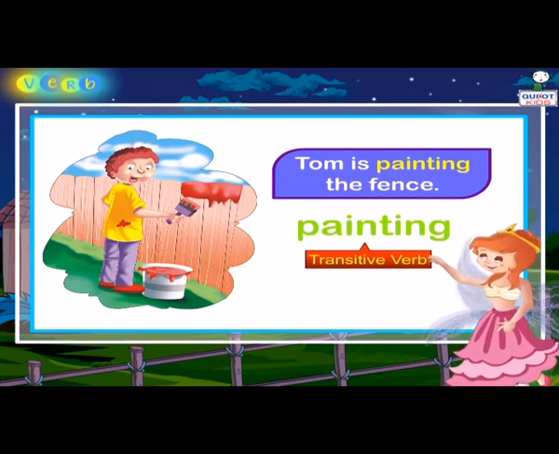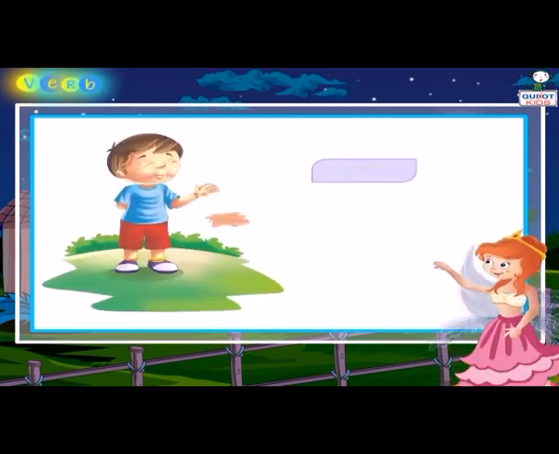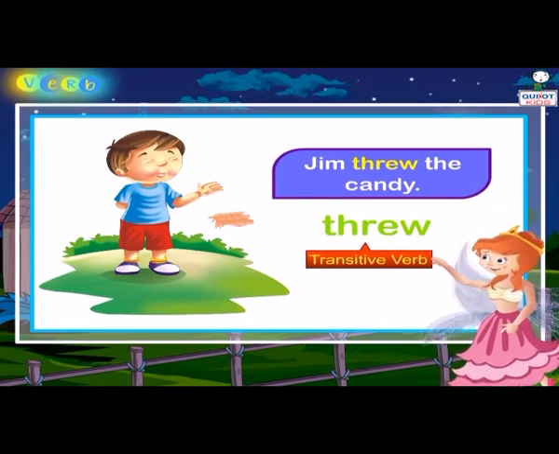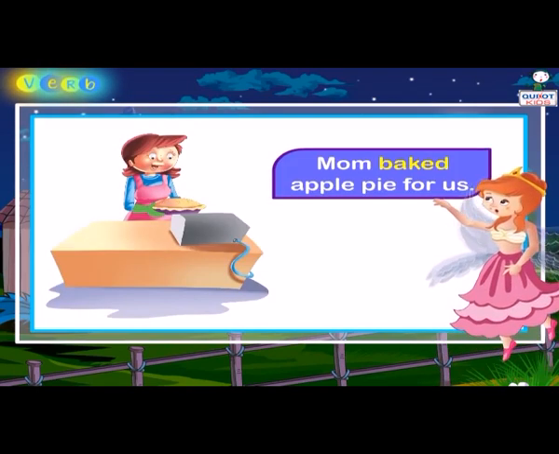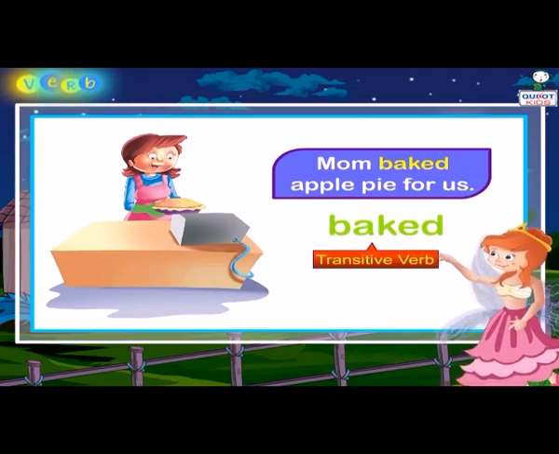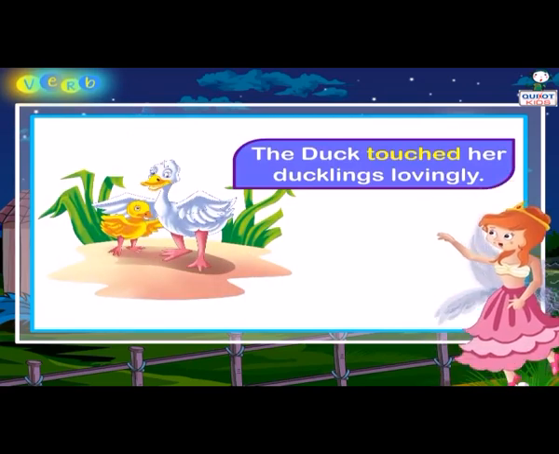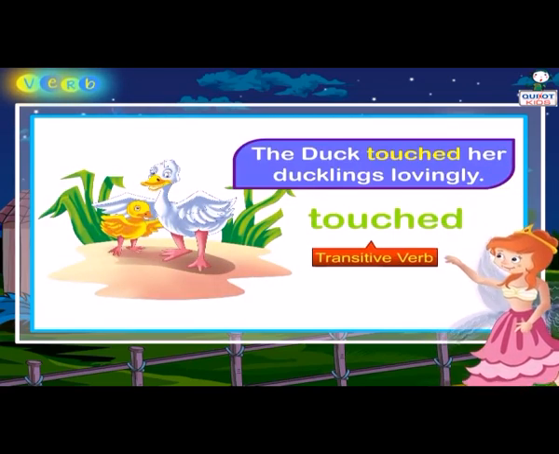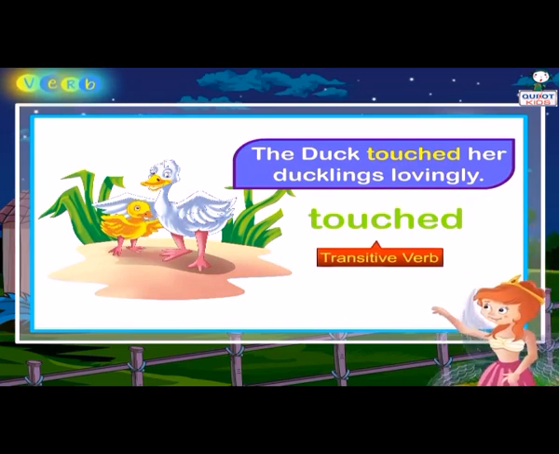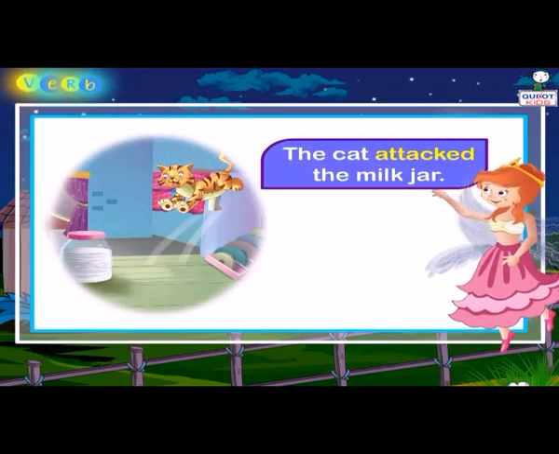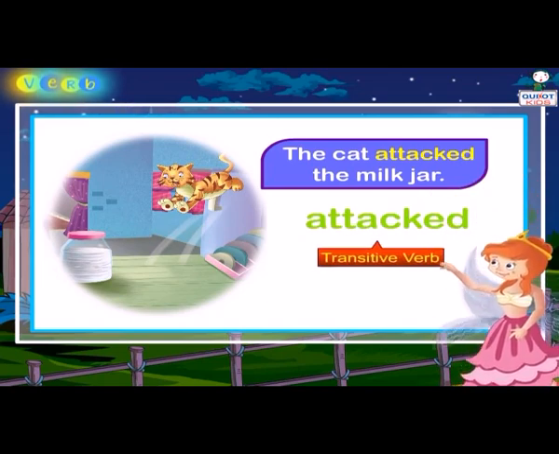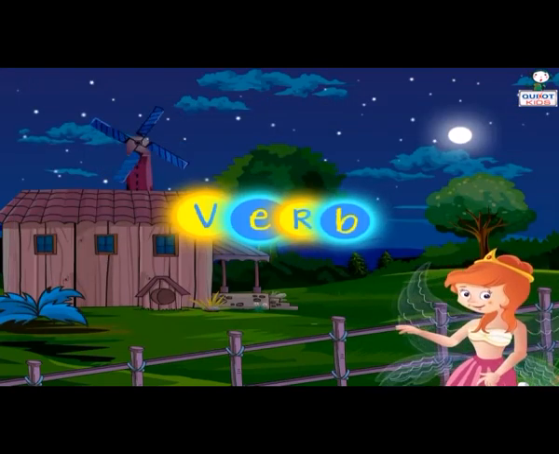Painting is transitive verb. Jim threw the candy. Threw is transitive verb. Mom baked apple pie for us. Baked is transitive verb. The duck touched her ducklings lovingly. Touched is transitive verb. The cat attacked the milk jar. Attacked is transitive verb.